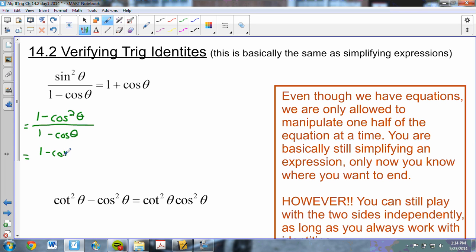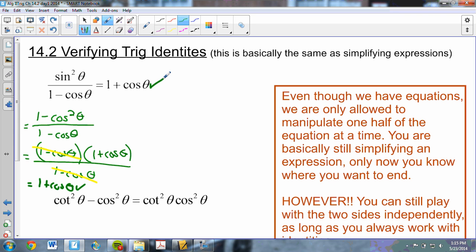1 minus cosine theta, 1 plus cosine theta. And now we can cancel things. We get our 1 plus cosine theta, and that's what we wanted. 1 plus cosine theta. That's beautiful. It's the same thing, nothing new.